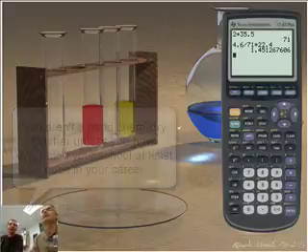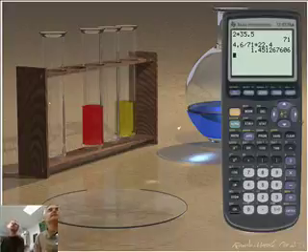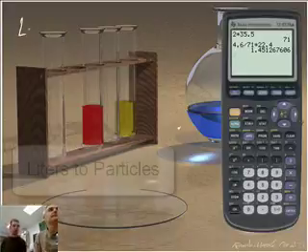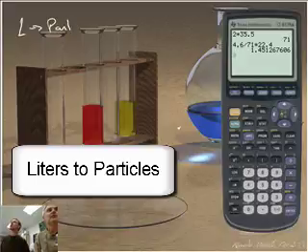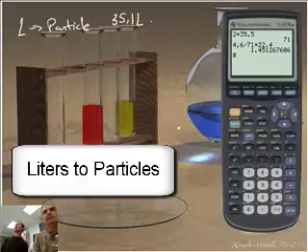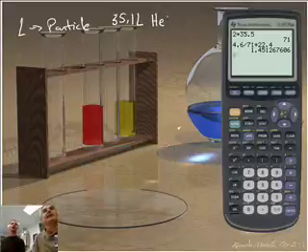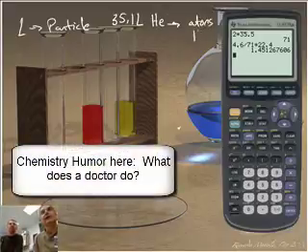Okay, what else should we talk about? Let's see. That was grams to liters. Let's go from liters to particles. Let's start with 35.1 liters of helium. We're going to convert that to atoms of helium. Okay, so we want some atoms of helium. Let's do that.